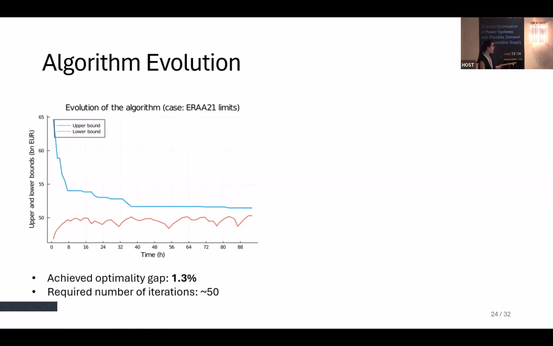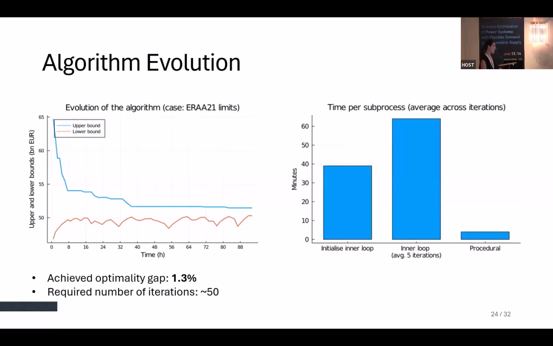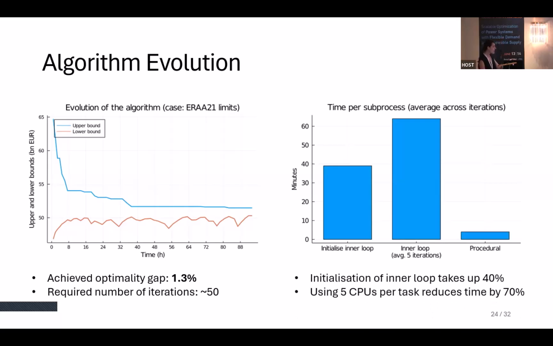Overall, the achieved optimality gap after approximately 50 iterations was 1.3%. So it was quite satisfactory. In terms of time, with the conservative use of one CPU, this does take a lot. One single loop of these 50 iterations took something less than 2 hours, with initialization of the inner loop being rather time consuming.